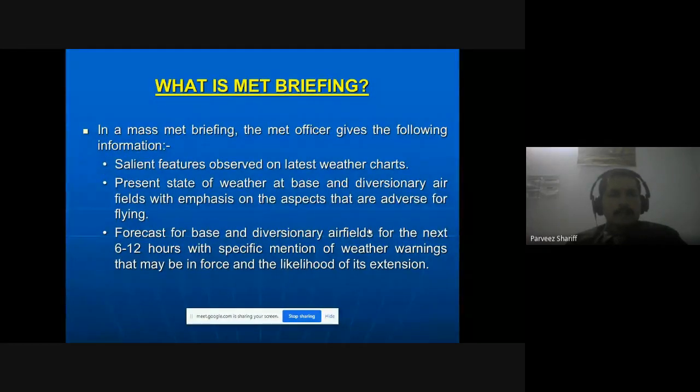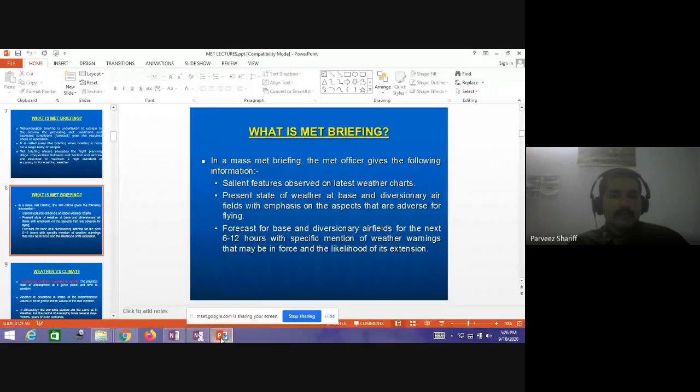So what is mentioned in the briefing, or what are the salient features? In this mass net briefing, the meteorological officer may present all this to the pilots. That is, the salient features observed during the latest weather charts. Maybe in the past 24 hours, what variations have happened in the weather will be presented, and what the present weather situation is at the base.